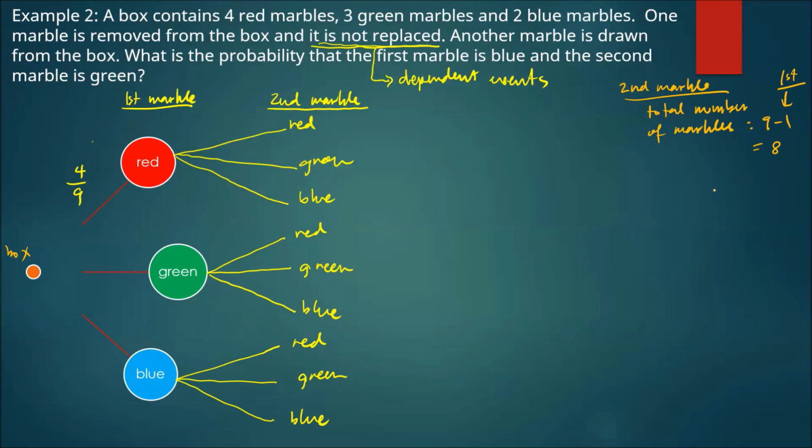Now, what is the probability that our second marble is red? Again, that would be the number of red marbles over the total number of marbles. So if our first marble is red, we already picked a red marble. What is the probability for the second marble to be red?